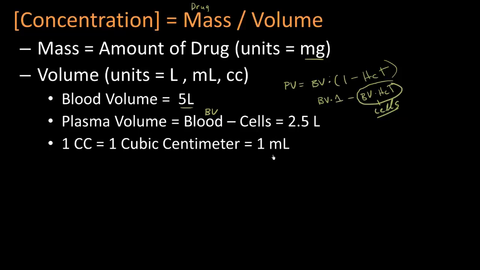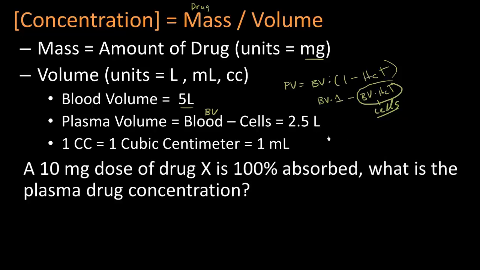So let's do a problem and solidify this concept. Concentration is equal to mass over volume. A 10 milligram dose of drug X is 100% absorbed. What is the plasma drug concentration? First off, 10 milligrams is our mass, the amount of drug. And we know it's 100% absorbed. The only way anything is ever 100% absorbed is if you give it IV. And when I say absorbed 100%, that means that it's all getting into the plasma.